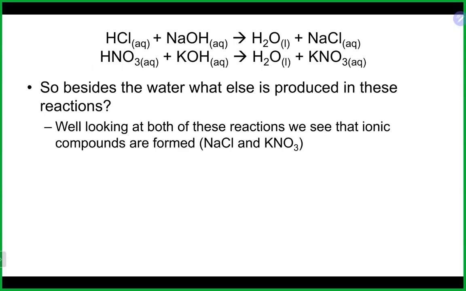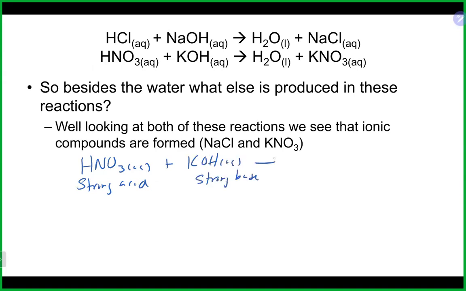Here we have nitric acid and potassium hydroxide. Once again, same idea here. Nitric acid, which is a strong acid, plus potassium hydroxide, which is a strong base. Once again, double displacement reaction, positive, negative, two ionic compounds basically together.